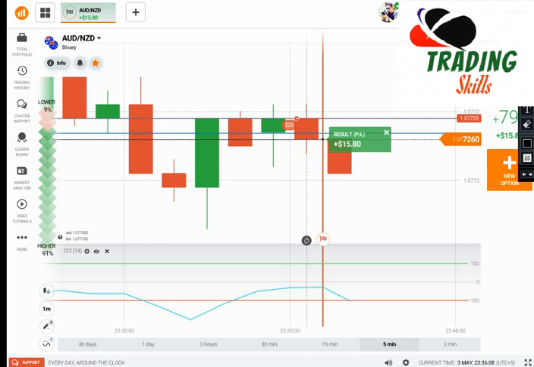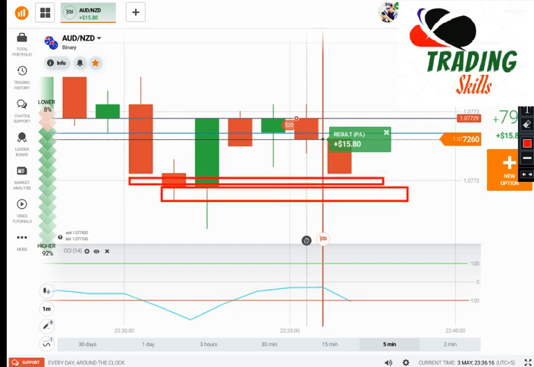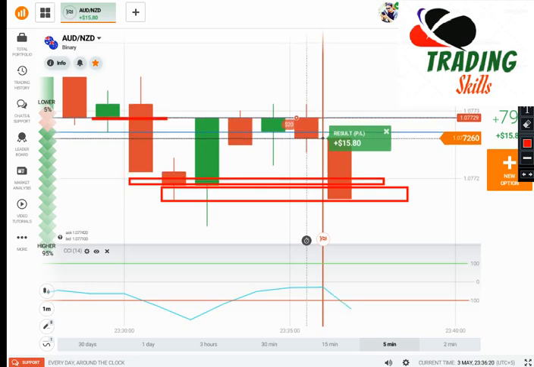If you want to check this market, this is your next buyer's area, this round number is your next reversal area, and this is your next key level. From this point you can see sellers are entering into the market. So this is happening in this market right now.